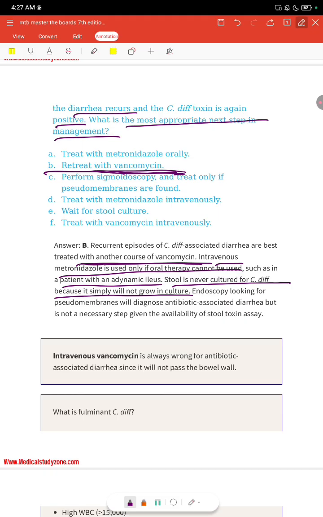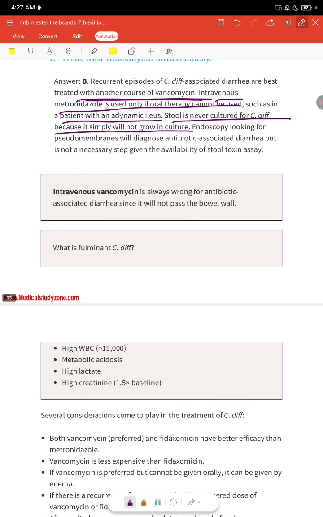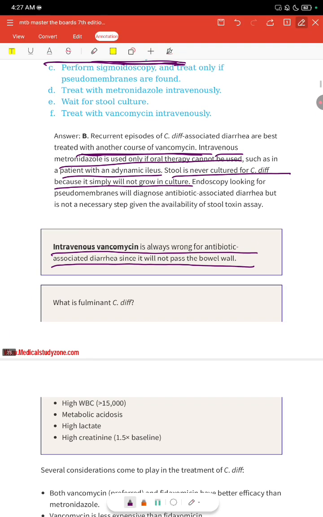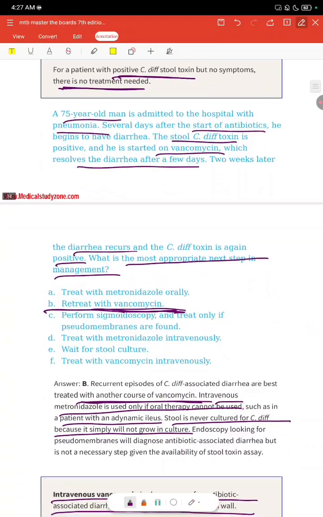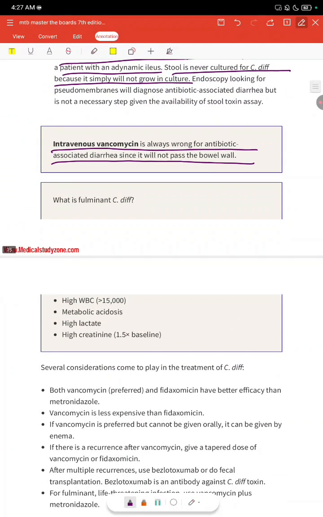The best option is to retreat with vancomycin. Intravenous vancomycin is always wrong for antibiotic associated diarrhea since it will not pass the bowel wall. This is important, and that's the reason we go for the oral vancomycin. So it is always wrong for antibiotic associated diarrhea since it will not pass the bowel wall.